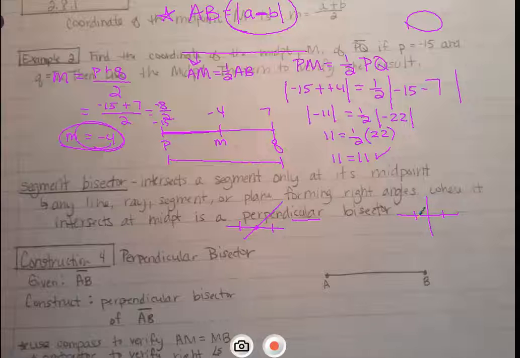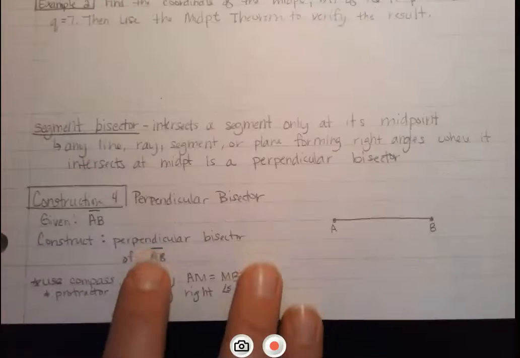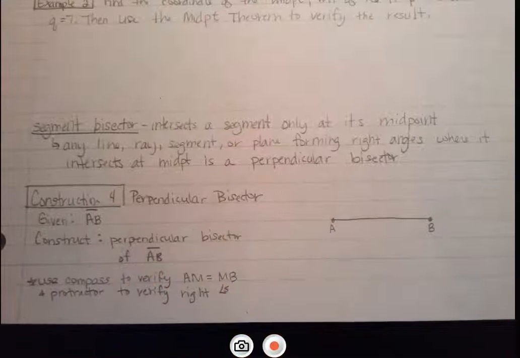So we're going to do a construction. Do you have your compass today? All right, so you need to grab your compass. I'll pause our video and you can go get your compass.